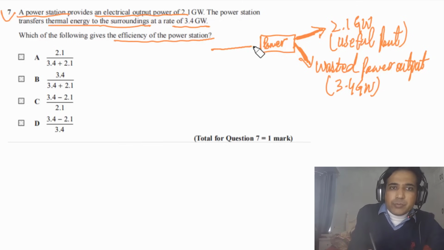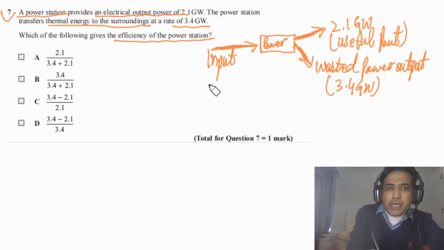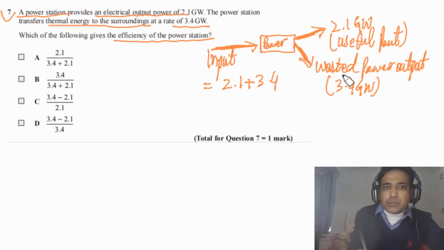So what is the input to this one? Input, you need to understand, input has to be the sum of useful plus wasted. So this is our input.